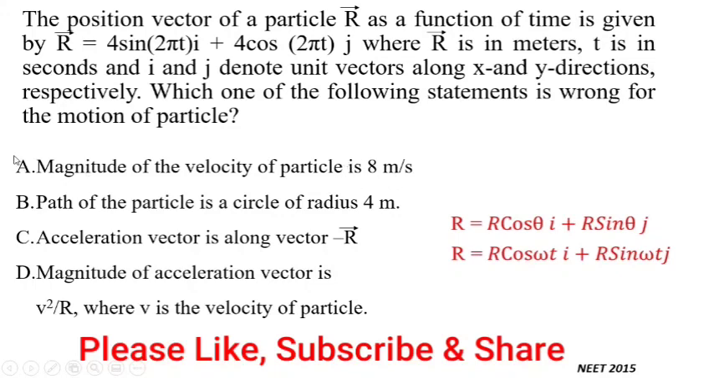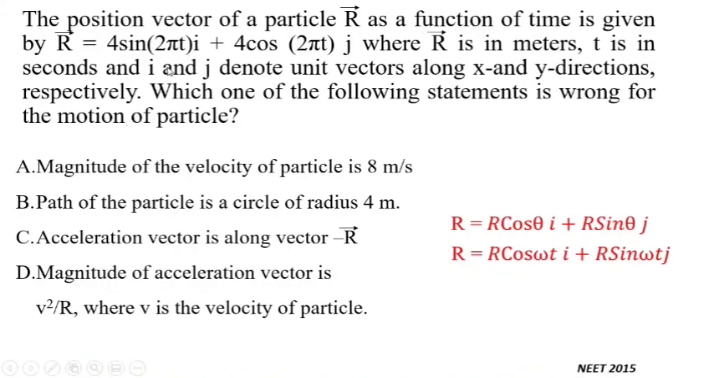So this option A itself is wrong and we need to find which one of the following statements is wrong. So option A is the correct answer because it is wrong. The magnitude of the velocity is 4 into 2 pi, that is 8 pi. All these three remaining options are correct. You can verify it. So option A is the correct option.